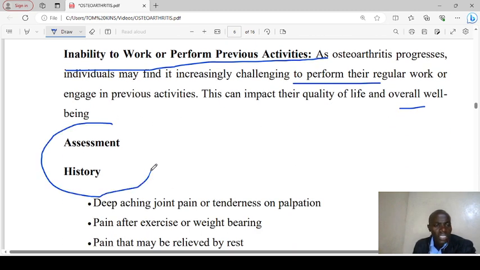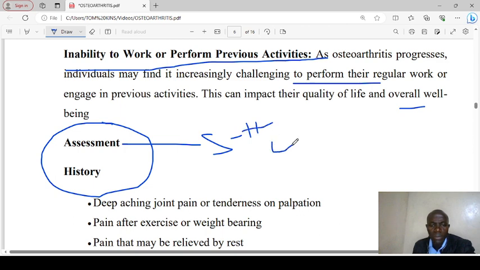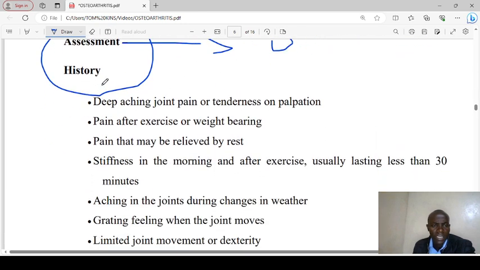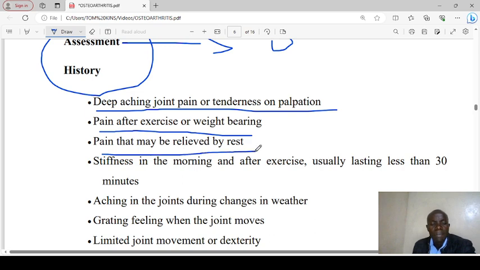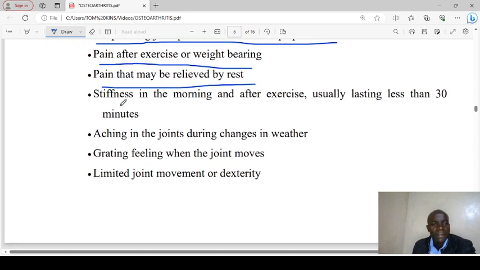On the assessment, we start by collecting the subjective data through history, and then objective data through physical findings. So let's start with history for the subjective data. The patient reports deep aching pain or tenderness on palpation. The patient reports pain after exercise or weight bearing. Patients may report pain that may be relieved by rest. Patients may report stiffness in the morning and after exercise, usually lasting less than 30 minutes.